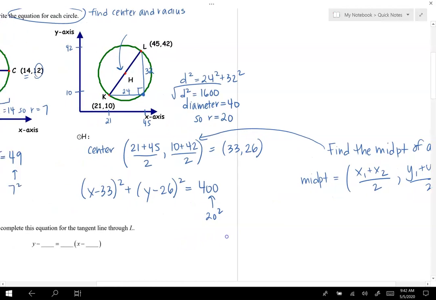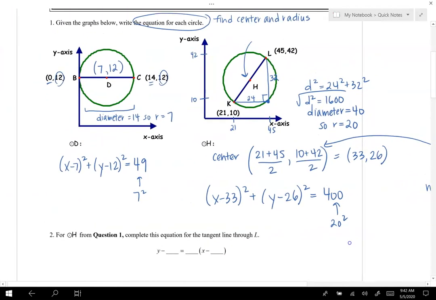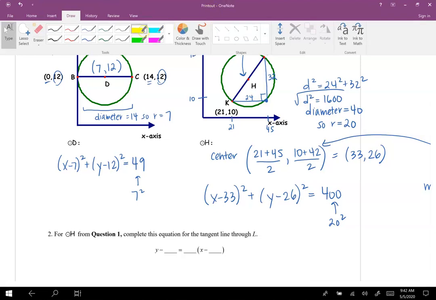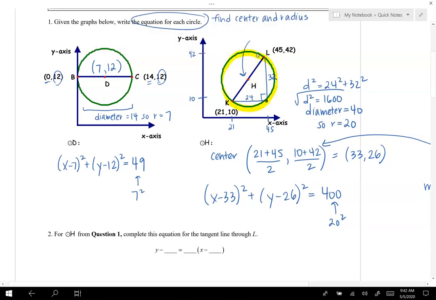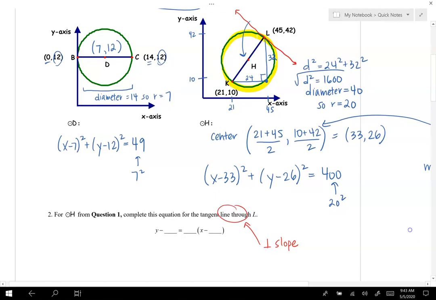All right. Now looking at question 2, we look at question 1, and we're actually going to look back at circle H, this one. Complete the equation for the tangent line through L. So for question 2, we're going to have this tangent line. And if we want the line, we want the perpendicular slope. And the point we're going to actually use is L. And that is at 45, 42. Okay? So how do we find out the slope?